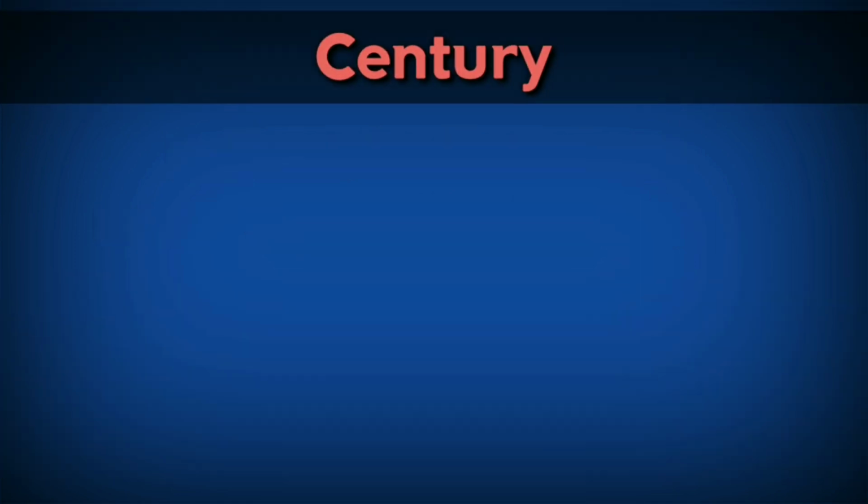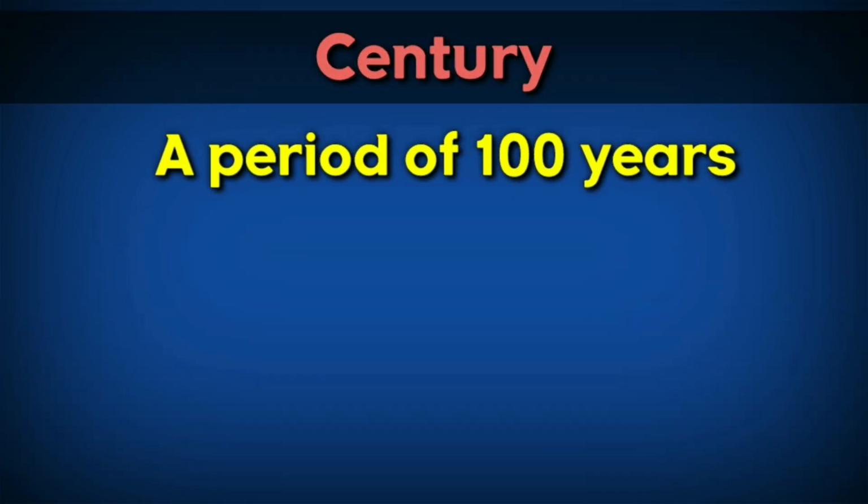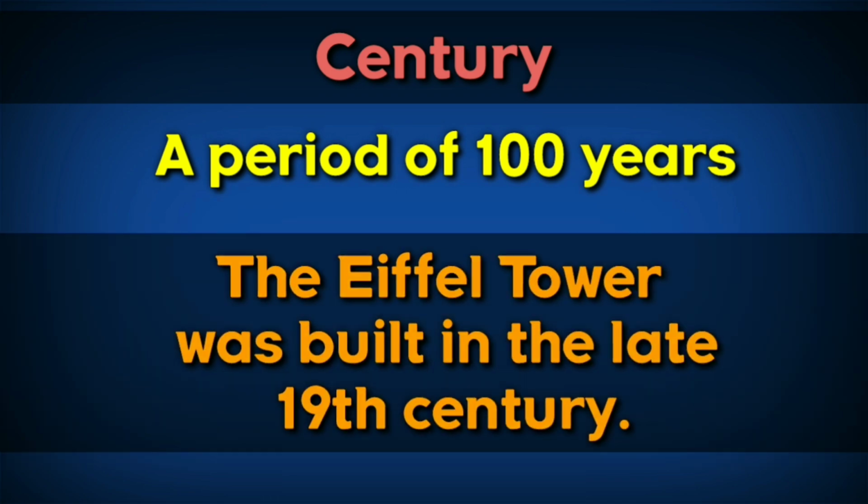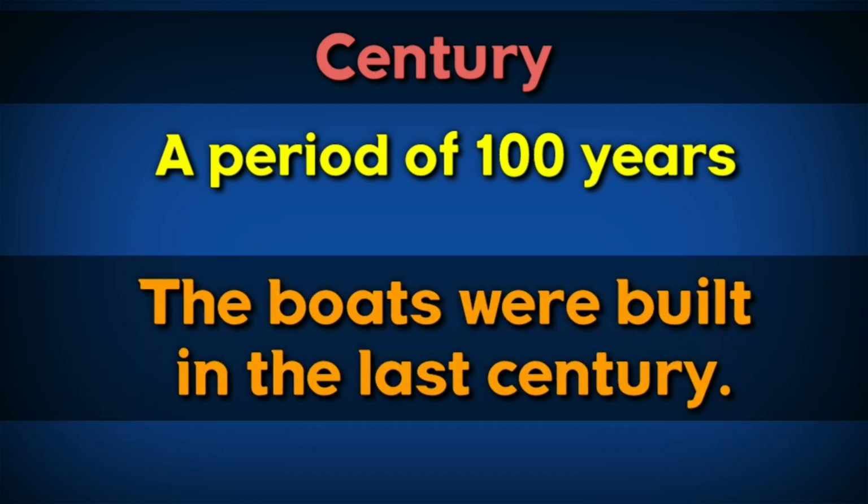Century. Century means a period of 100 years. For example, the Eiffel Tower was built in the late 19th century. The boats were built in the last century.